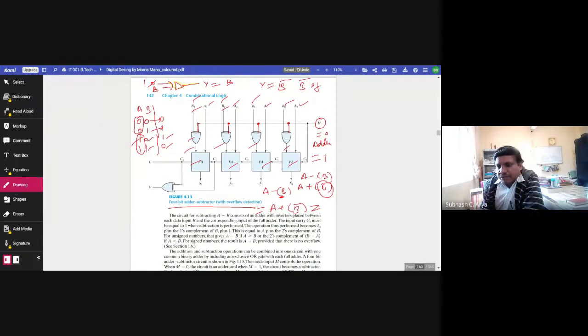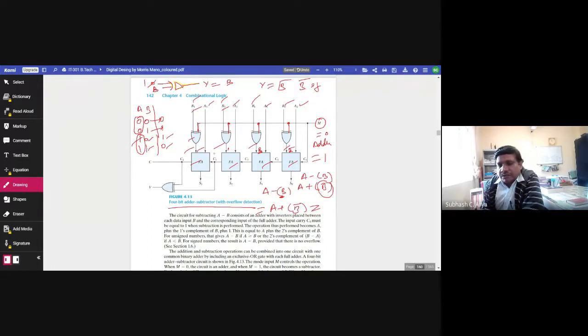However, if M is equal to 1, then the exclusive OR gate will work as a NOT gate, and at the output of the exclusive OR gate you will get B complement, that is B0 complement, B1 complement, B2 complement, B3 complement. And the adder will work as an adder only. What is that? A plus B complement.